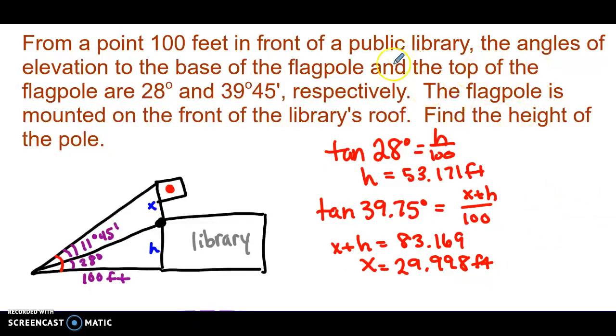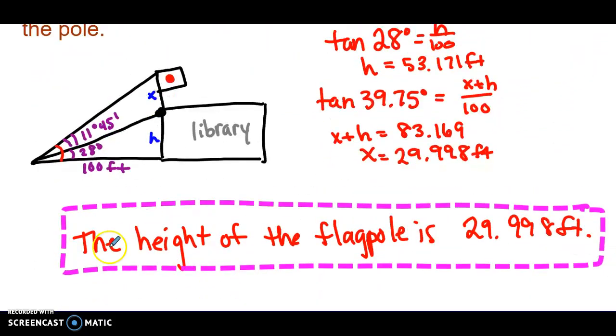But since this is a word problem, I want to make sure that we respond to what the question's asking. It says find the height of the pole. So in words, make sure you are getting in the habit of doing this. I say the height of the flagpole is 29.998 feet. Done.